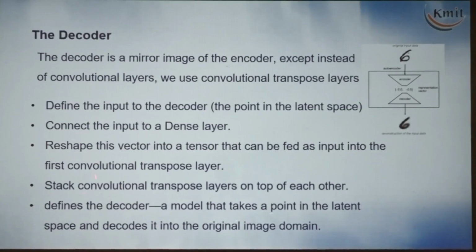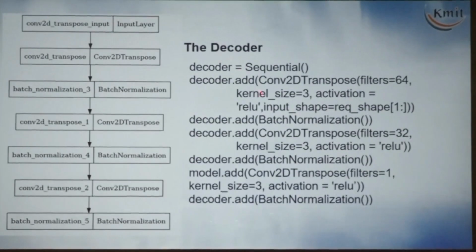So for that, connect the input to the dense layer and reshape the vector to a tensor that can reproduce the original image. Reshape it. Already we have stored that, the shape of the output, right? And then stack the convolutional layers and define the decoder. That is over.